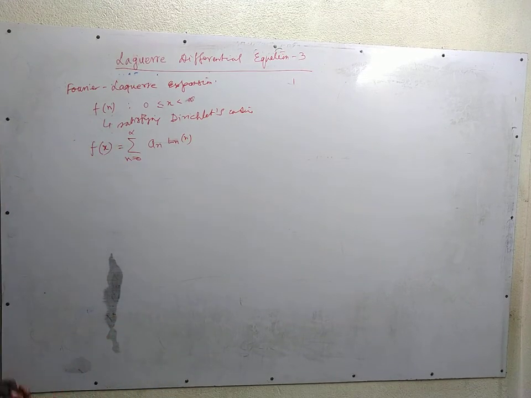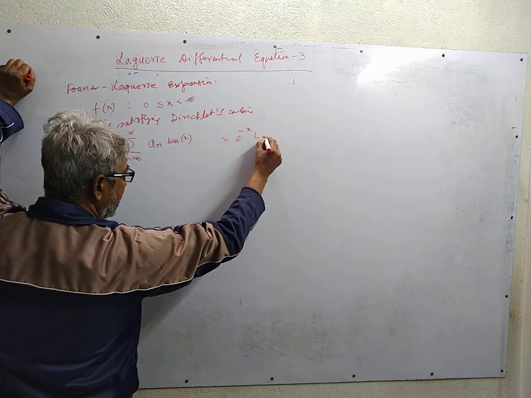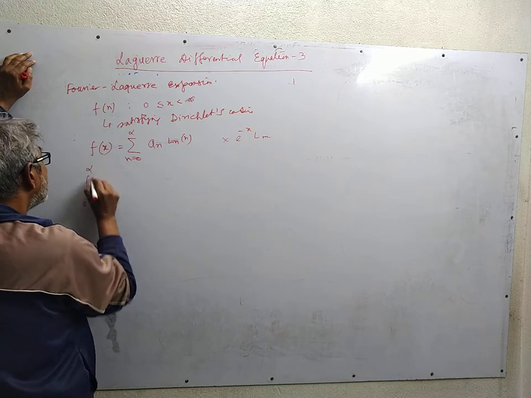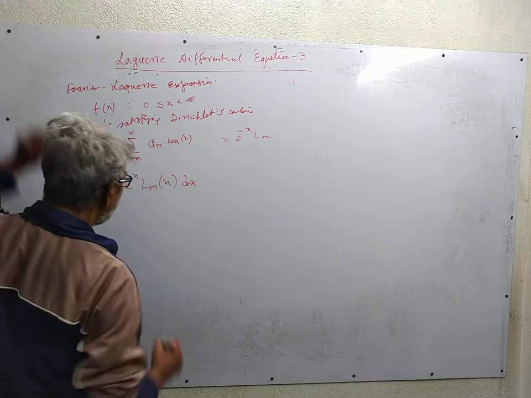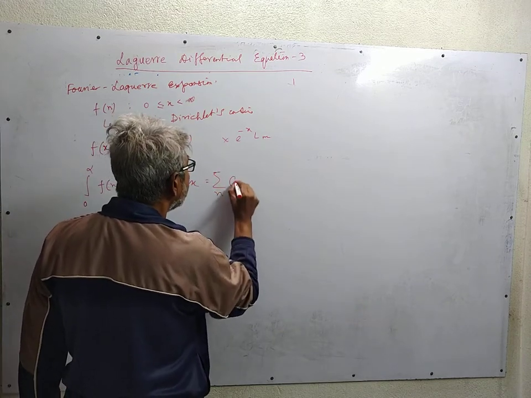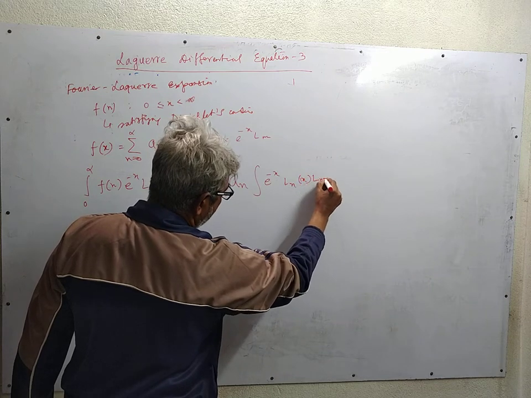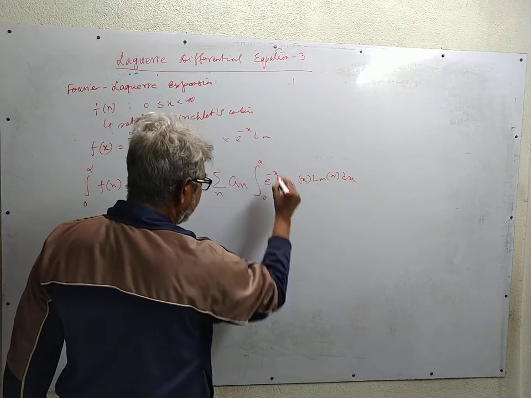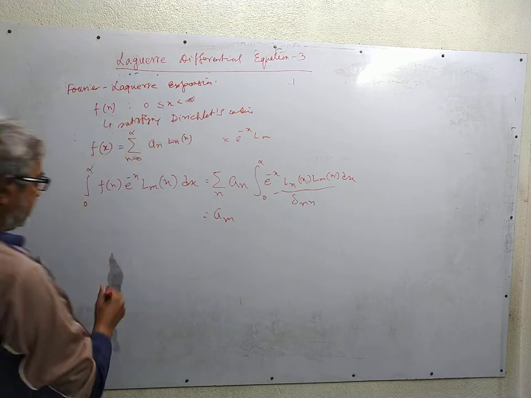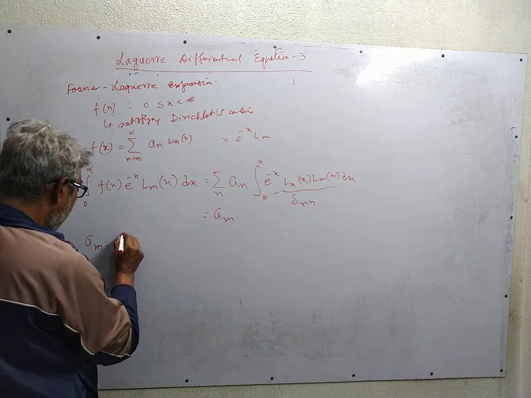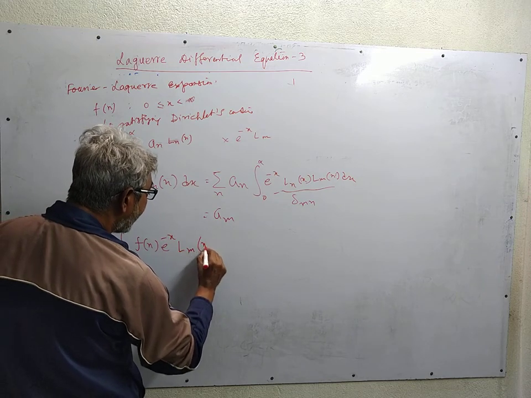To find the expansion coefficient, we multiply both sides by e to the power minus x L_m of x. So on the left hand side we get the integral from 0 to infinity of f of x e to the power minus x L_m of x dx, and on the right hand side we have the summation over n of a_n times the integral from 0 to infinity of e to the power minus x L_n of x L_m of x dx. This is delta nm, so this is a_m. So in the Fourier-Laguerre expansion, a_m is given by the integral of f of x e to the power minus x L_m of x dx.